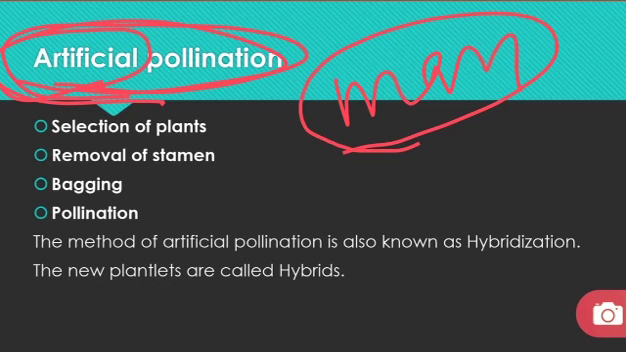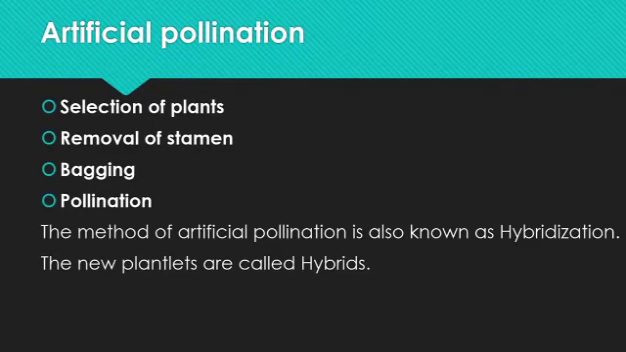Suppose there are certain characters in different plants. Okay, different plants contain different characters. So if I want all the characters in my plant, I can insert those characters in my plant by the process named artificial pollination. So here you can see the first step, that is selection of plant.